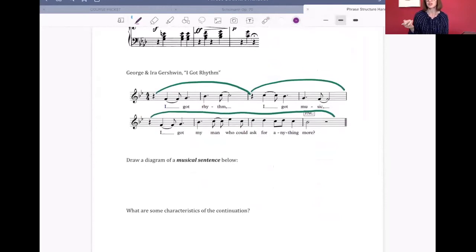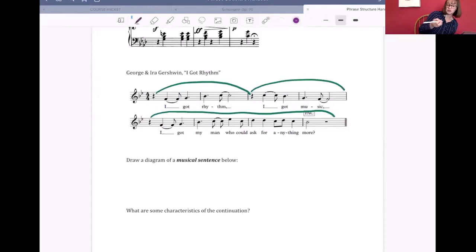Its major characteristic is that we don't get a cadence until the end. It's like one breath almost. I hate to use that, but it's one thought. So you don't get a good cadence until the very end. With a period, you get weak cadence, strong cadence, and they're very clear. With a sentence, it's almost like a run-on sentence. It just kind of keeps going until the very end. No closure until the final cadence.